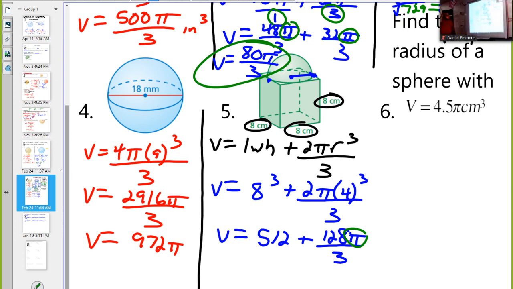Now, being that that's the case, let's take this opportunity just for fun to approximate. Let's see how good your calculator skills are. Put that into your calculator and tell me what you get to see if you're doing it right. We're pretending that the question asked us to approximate. Give it to me to the nearest 10. What is 512 plus 128 pi over 3 to the nearest 10?